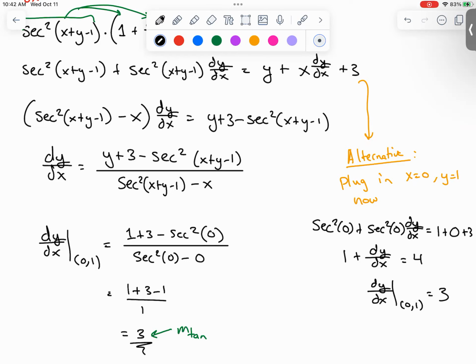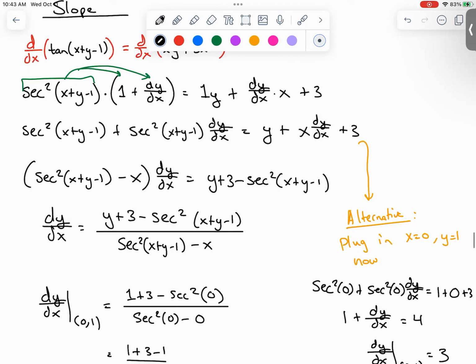So, yes. Could you also plug it into the equation right before it? Yes, absolutely. Great question. You could absolutely plug it into the earlier equation as well. You could have just done it here too. In fact, it would have been easier to do it here instead. Good catch.